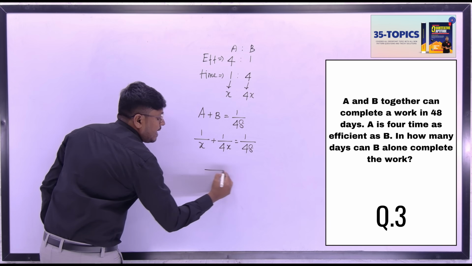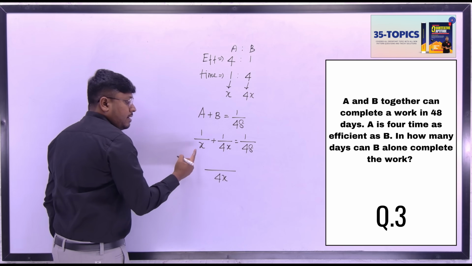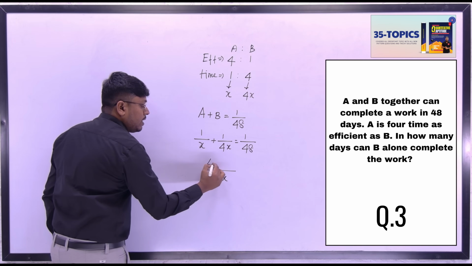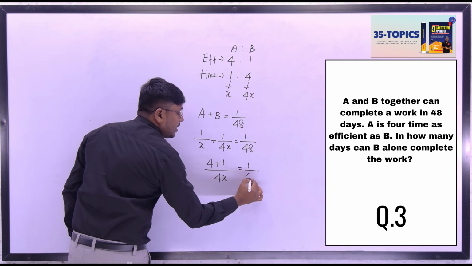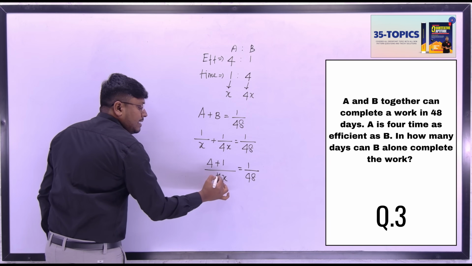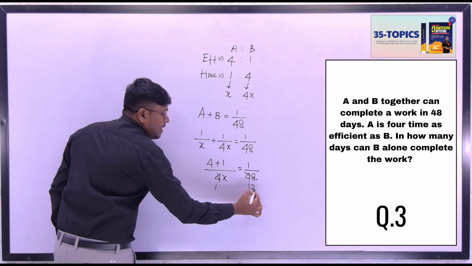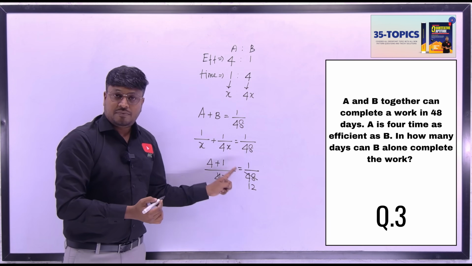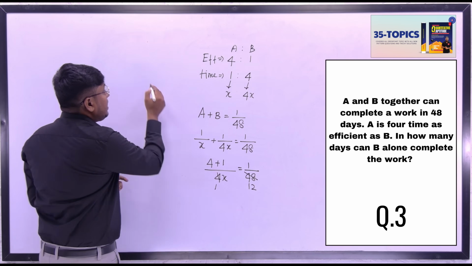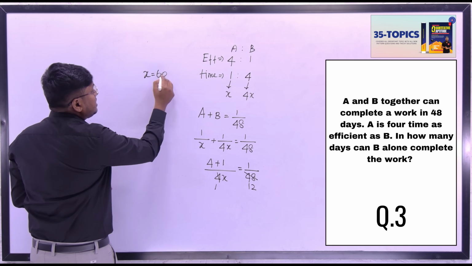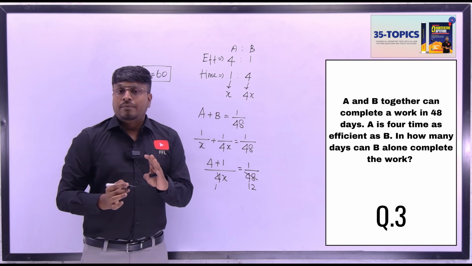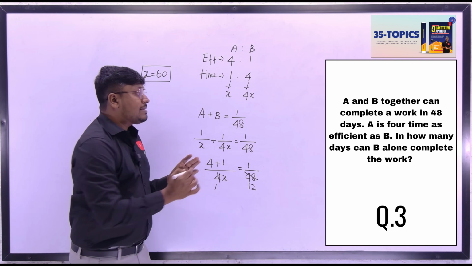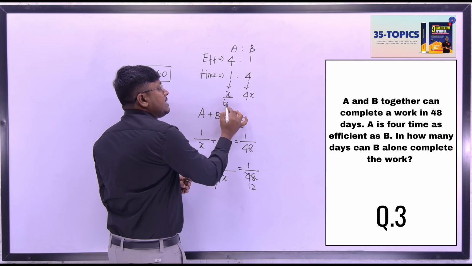So now let's take the LCM as 4x here. We don't have 4 here, so multiply by 4. We already have 4x here, so just 1 is equal to 1 by 48. So I think we can cancel it. 4 times 12 is 48, so this will be 12. 4 plus 1 will be 5, so 5 into 12 will be 60. So finally we got x is equal to 60. That means this is not the final answer, right? We got the value of x is equal to 60. That means A will complete a piece of work in 60 days.